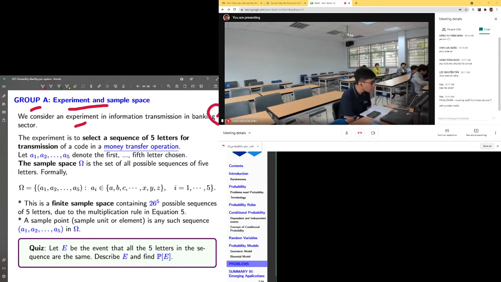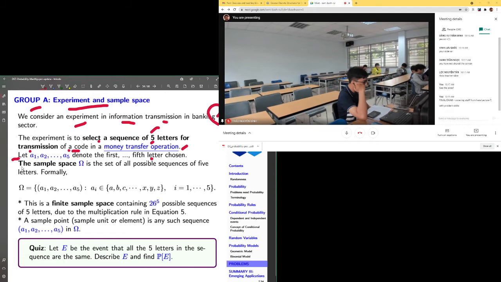We consider an experiment in information transmission in the banking sector. Your experiment is to select a sequence of 5 letters for the transmission of a code in a money transfer operation. Because you define your sequence of code to consist of 5 letters, that means we can model the code by this one. The code will be the sequence A1 up to A5. So they are all letters to be chosen.